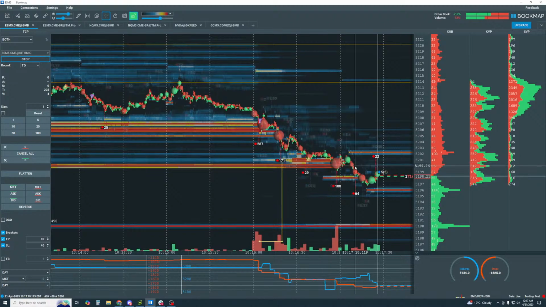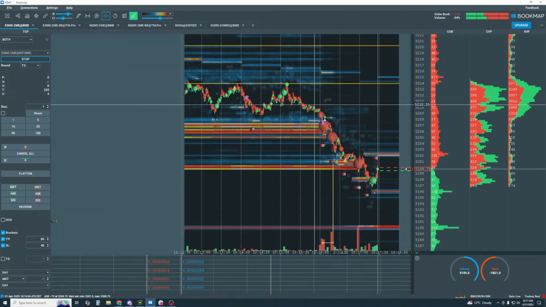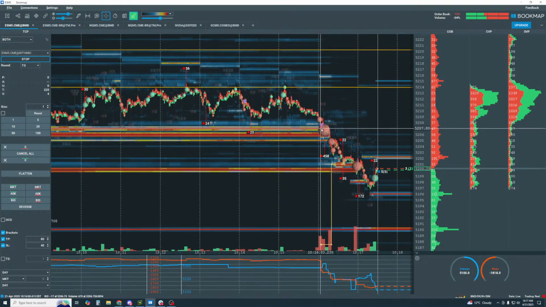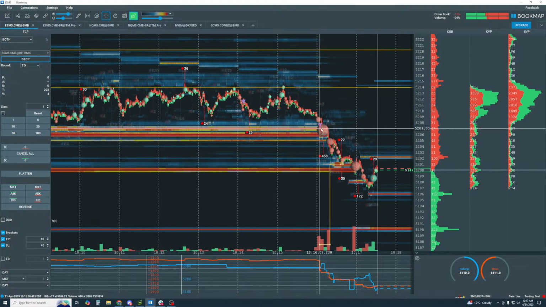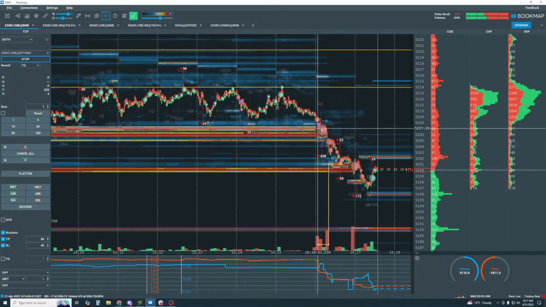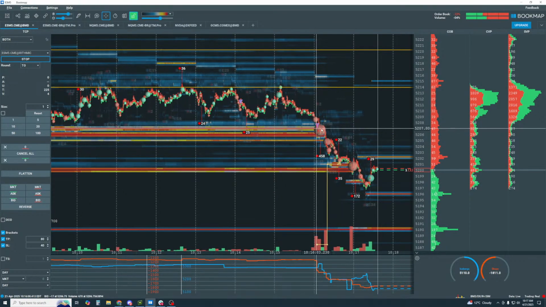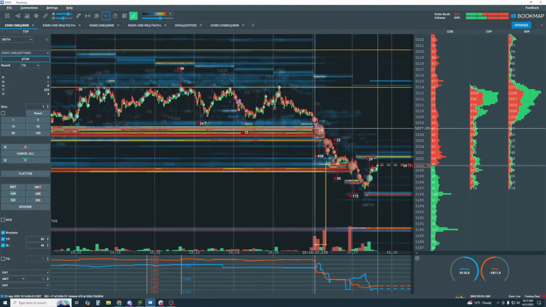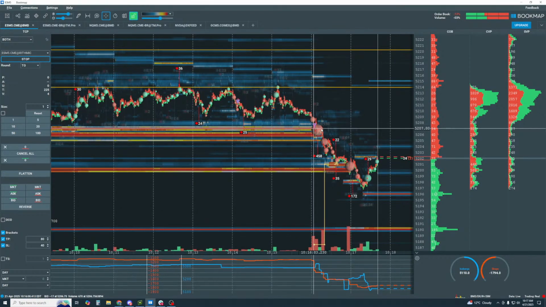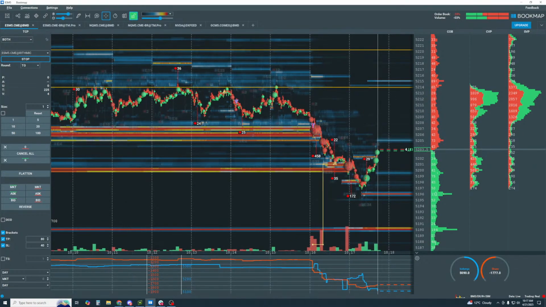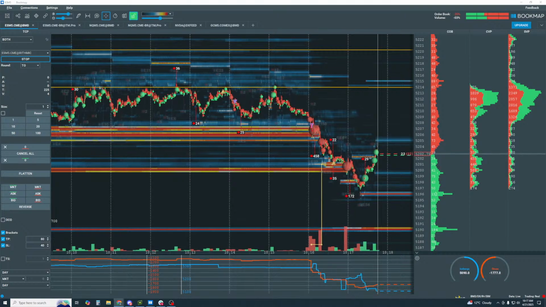All right. Anyway, guys, again, it's just to go through. This is not financial advice. This is about order flow and managing your trades within the order flow, how you may consider doing something like this.